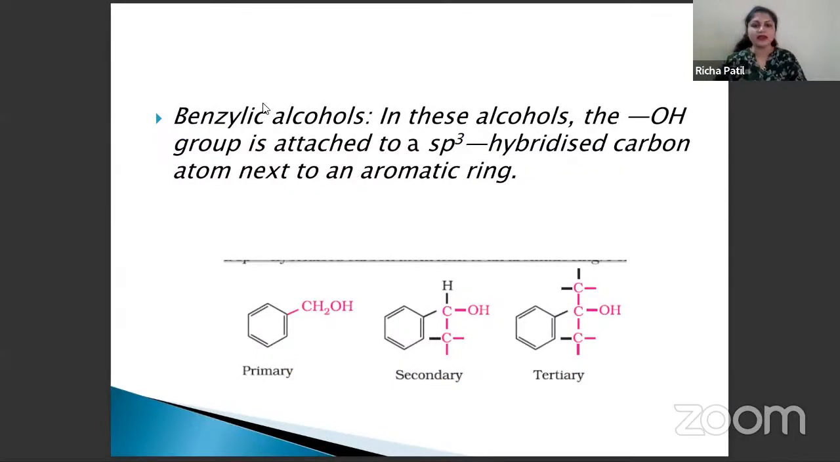So what are benzylic alcohols? In benzylic alcohols, the OH group is attached to an sp3 hybridized carbon atom next to an aromatic ring. You can see here, the hydroxy group is attached to an sp3 hybridized carbon atom, which is attached to an aromatic ring. Based on this, you can see further examples. So in benzylic alcohols, the OH group is attached to an sp3 hybridized carbon atom next to an aromatic ring.